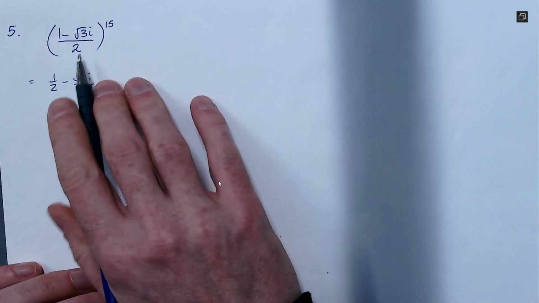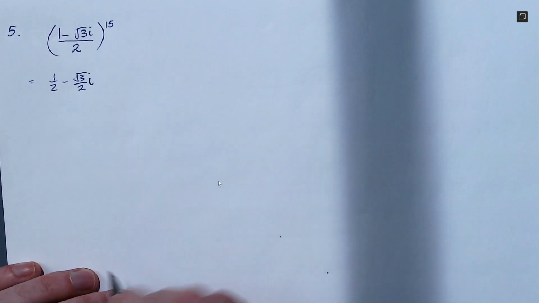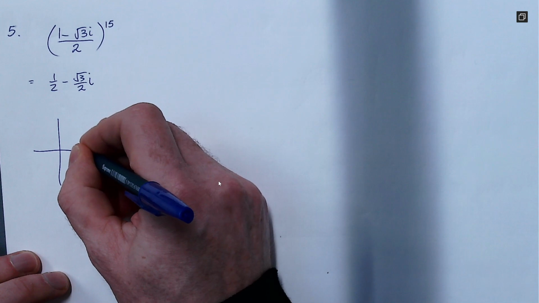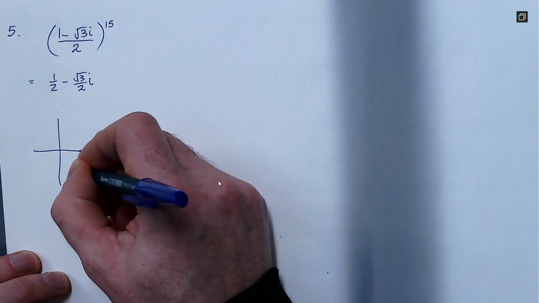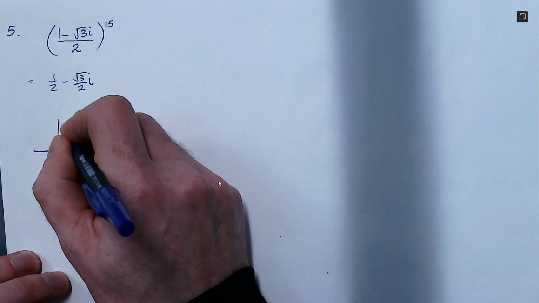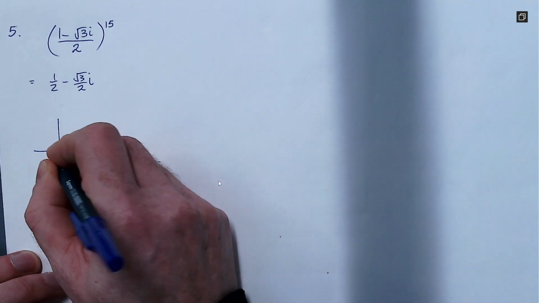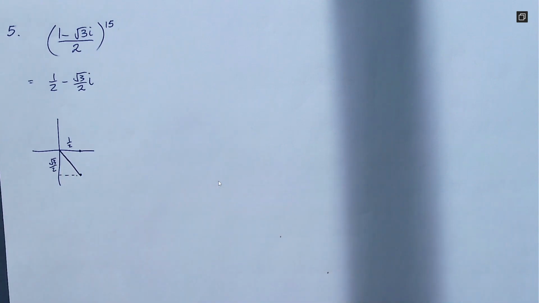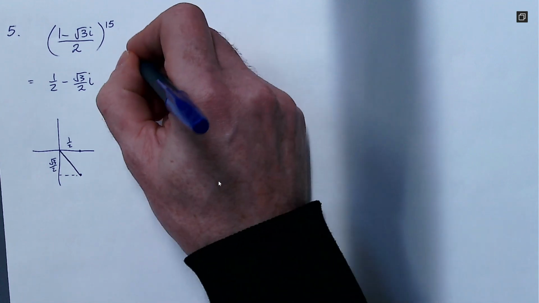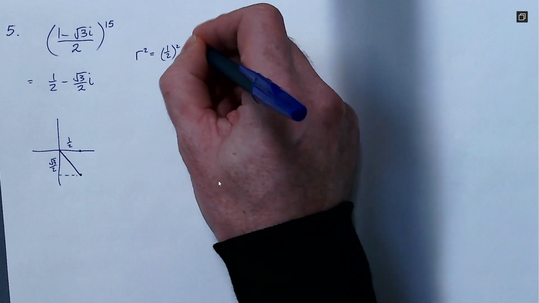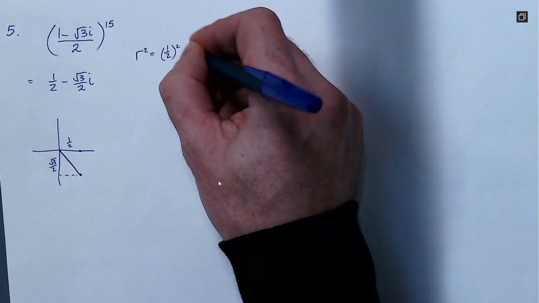Okay, so here the real part is 1 and the imaginary part is minus square root 3. So cosine of the angle is 1 over 2, and sine of the angle is minus square root 3 over 2. Using the right angle triangle, r squared equals 1 squared plus square root 3 squared.